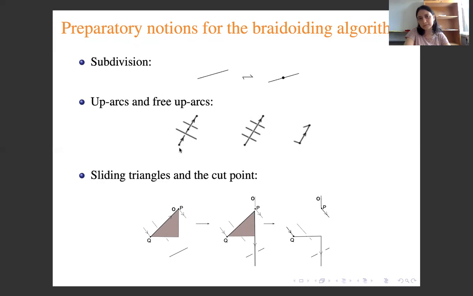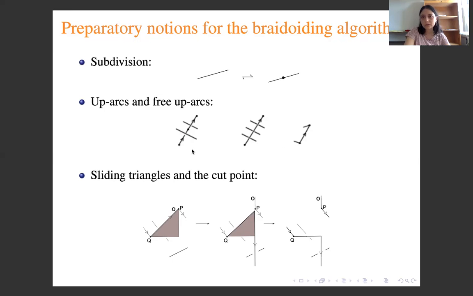And an up arc may contain, as we see from the pictures, in the first instance of the picture, different types of crossings. Here, the up arc contains one over crossing and one under crossing. It may contain the same type of crossings, or it may not contain any crossings at all. Such up arcs are called free up arcs.